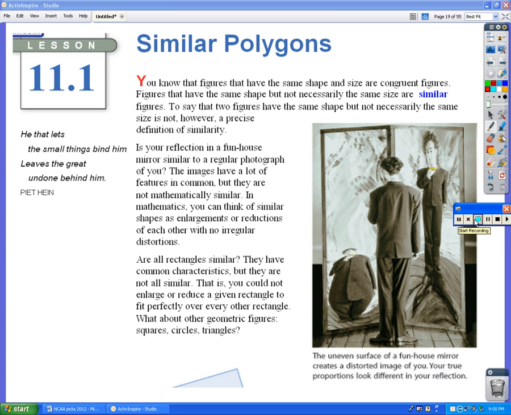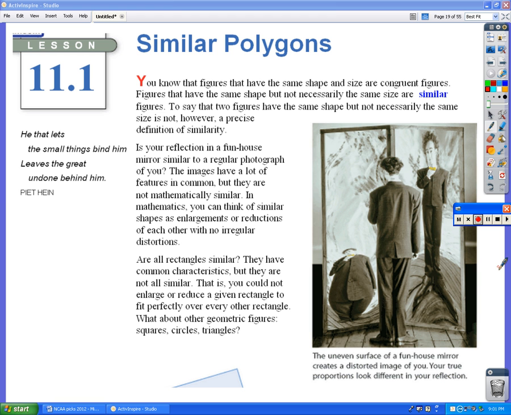Okay, so what we're going to do today is we're going to start in on a new chapter, chapter 11, which deals with similar shapes. And that's actually a really pretty big idea in geometry. It's something that we're going to spend a good bit of time on. And it does come up quite a bit on the state assessment, the test you have to pass in June. So, pay attention. So, similar polygons.